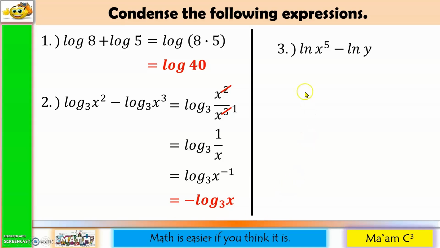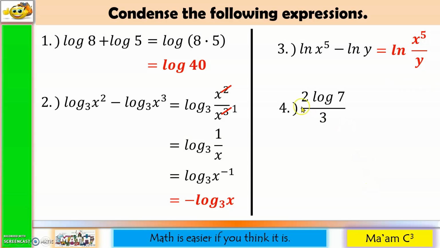Another one. So I have ln of x to the 5th minus ln of y. So again, subtraction. So this will become ln of x to the 5th over y. There is nothing more we can do here. So this is our final answer.